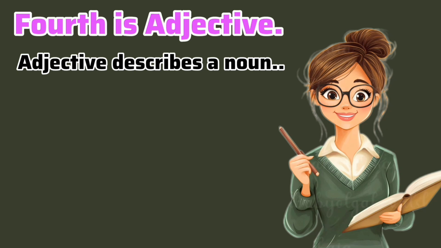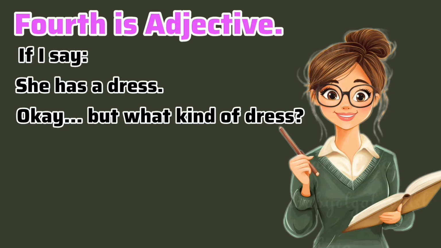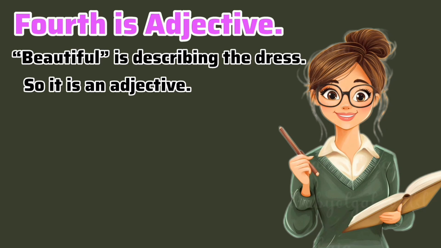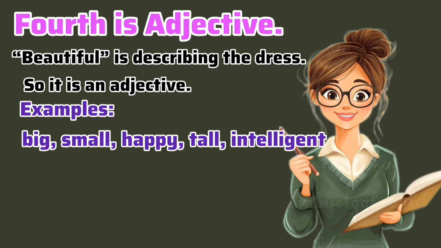Fourth is adjective. Adjective describes a noun. If I say, she has a dress, okay, but what kind of dress? She has a beautiful dress. Beautiful is describing the dress, so it is an adjective. Examples: big, small, happy, tall, intelligent.